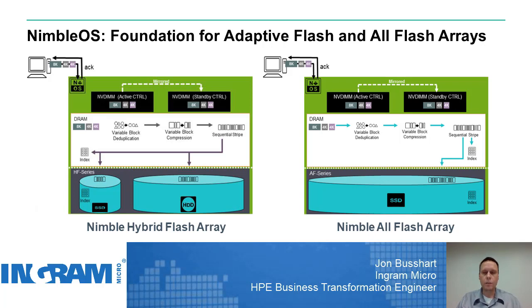So that's how write operations are made very fast, and read operations are made very fast within a Nimble OS environment. Now, as compared to a Nimble all-flash array, that'll be very similar. So again, random blocks of data come in, get written to the NVDIMM on the active controller and then duplicated over to the standby controller's NVDIMM, then variable block deduplication, variable block compression, a sequential stripe, and then it'll be rolled off to the SSD disk space. And then again, all our reads will come off those SSDs, so we won't have any cache misses. So that's the basic foundation behind a Nimble storage solution through Nimble OS.